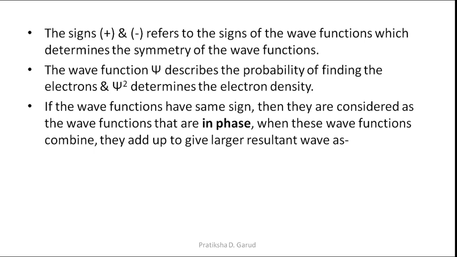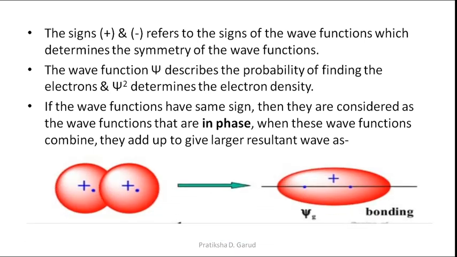So for the hydrogen molecule, we have two hydrogen atoms. Each hydrogen atom has a 1s orbital. When the two 1s orbitals from the two hydrogen atoms have the same sign, either the plus sign or the minus sign, they undergo combination and overlapping, and then we get a larger resultant wave. This is shown with the two hydrogen atoms with 1s orbitals undergoing overlapping, and we get the larger resultant wave. So this is called constructive interference.